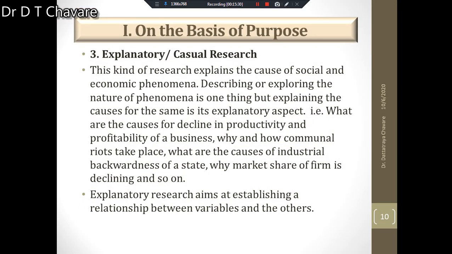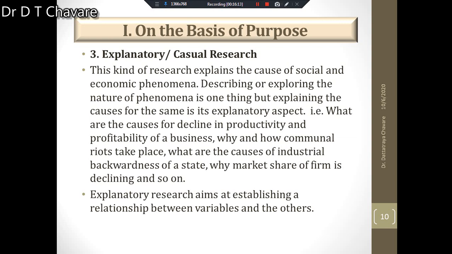Okay, now on the basis of purpose, we have to understand the classification: exploratory or causal research. This kind of research explains causes of social and economic phenomena. Describing or exploring the nature of phenomena is one thing, but explaining the causes for the same is its explanatory aspect. For example, what are the causes for declining productivity and profitability of a business?